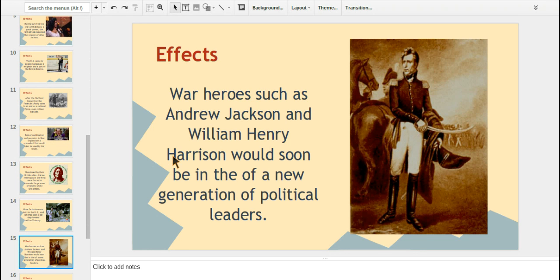So the effects: war heroes such as Andrew Jackson and William Henry Harrison would soon be in the lead of a new generation of political leaders.